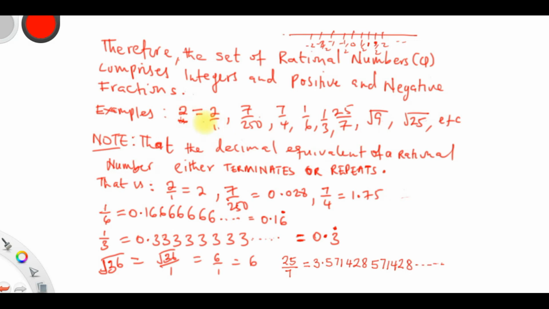So that means 2 is a rational number. We have 7 over 250, which is also a rational number, 7 over 4, 1 over 6, 1 over 3, 25 over 7, and the square root of 9. The square root of 9 is 3, an integer or whole number, which is a rational number. The same with the square root of 25, which is 5, also a rational number. Note that the decimal equivalent of a rational number either terminates or repeats.